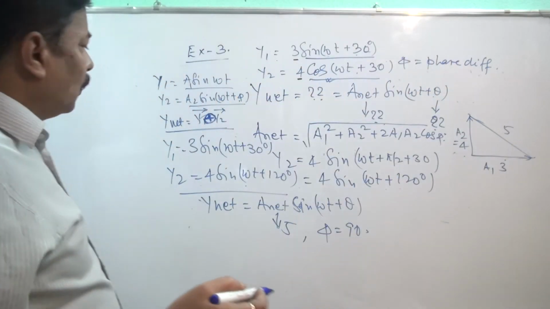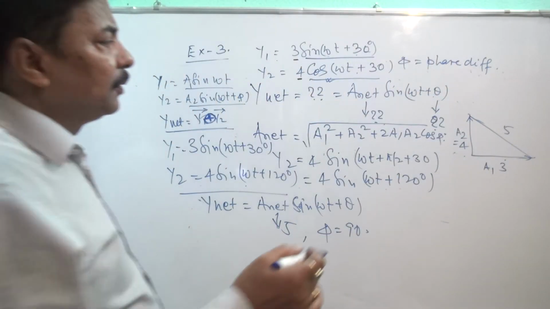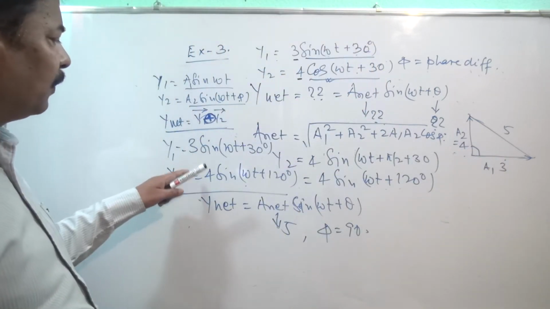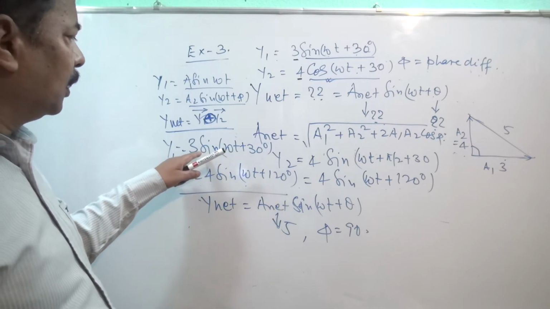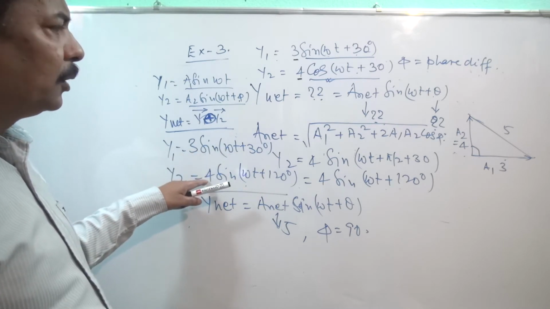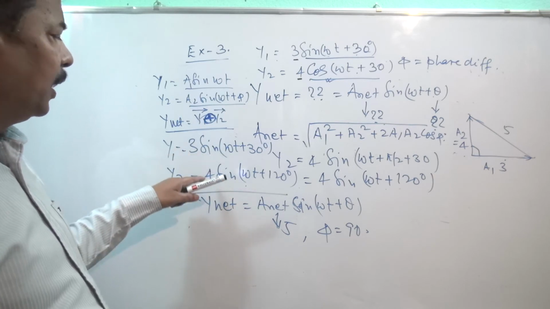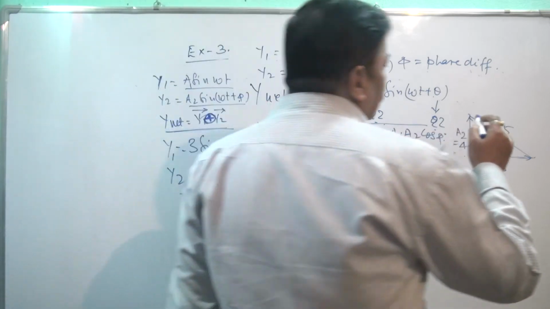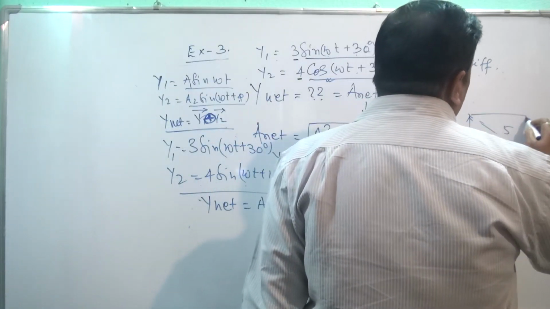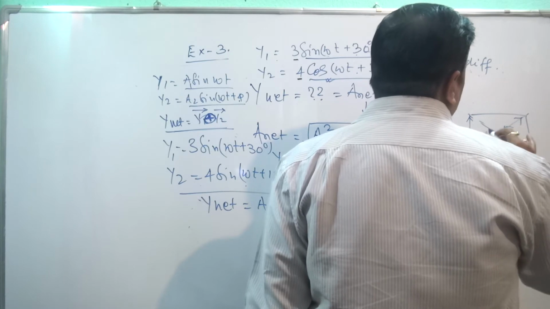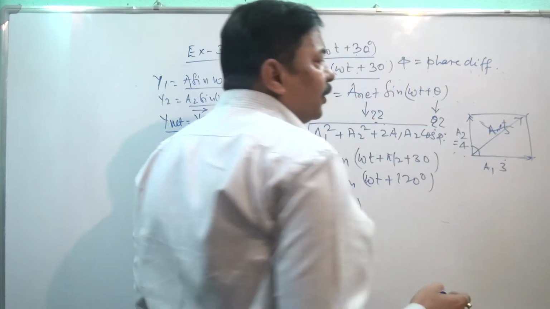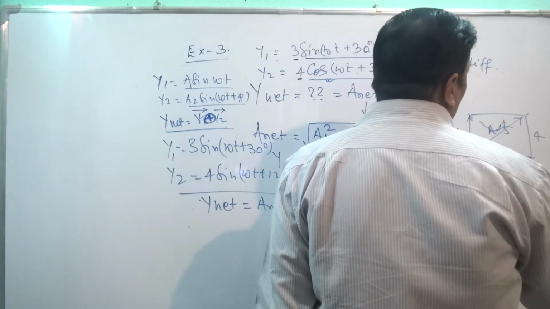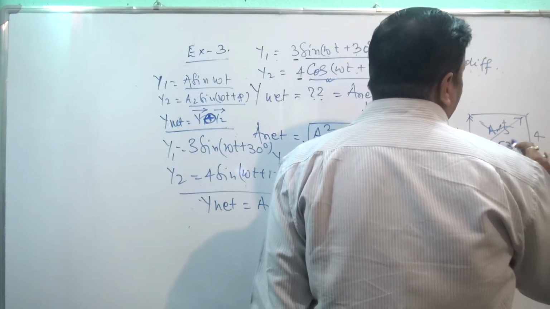So what angle do you have to select? The angle between them is 90. So you have to take the angles y1 and y2. So y1 has a1 as 3, y2 has a2 as 4, and the phase difference is 90. So you can get the resultant in this way. Here this is a net you can get, and if this is 4 and this is 5, this angle will be how much? This angle will be 53 degree.